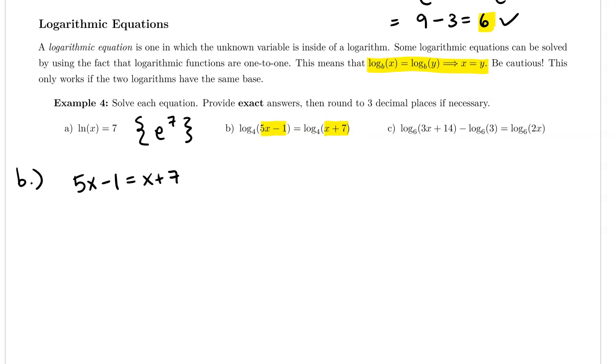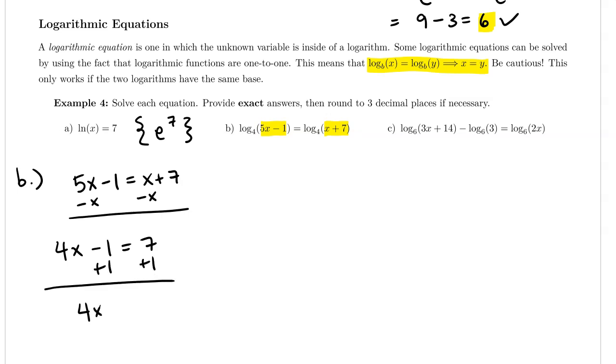So we are here. I'm going to now subtract x from both sides. We get 4x minus 1 is equal to 7. I can add 1 to both sides, and we get 4x is equal to 8. Then from here, I could divide both sides by 4, and we get x is equal to 2.